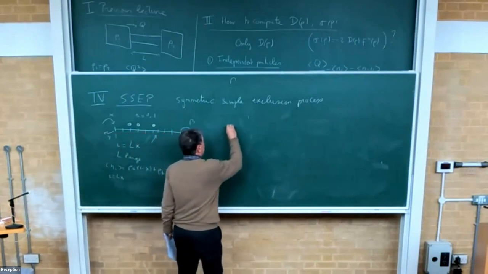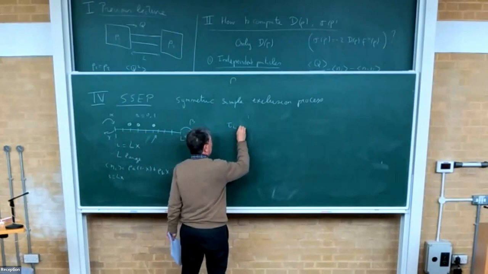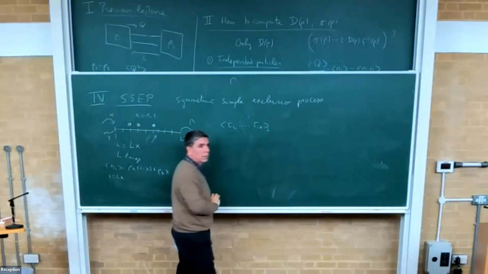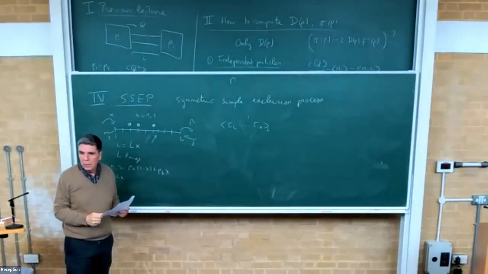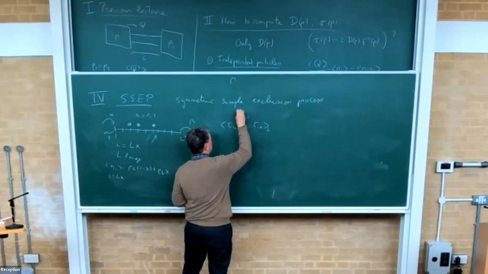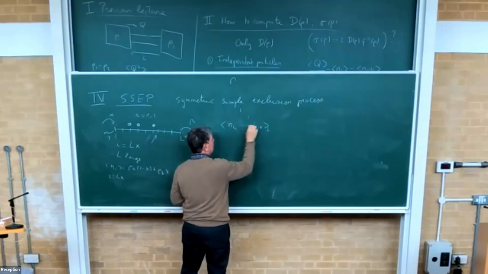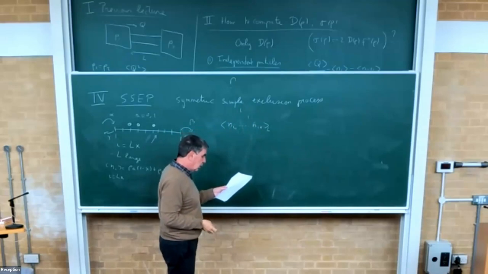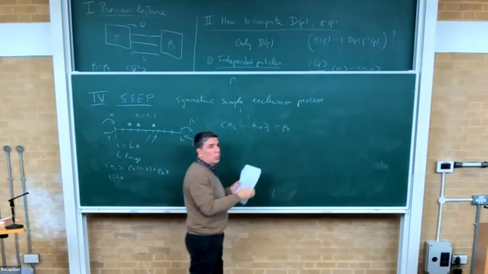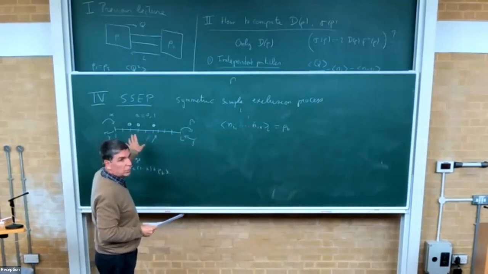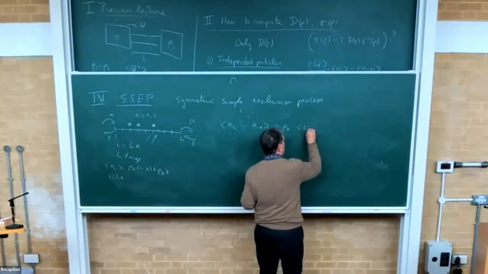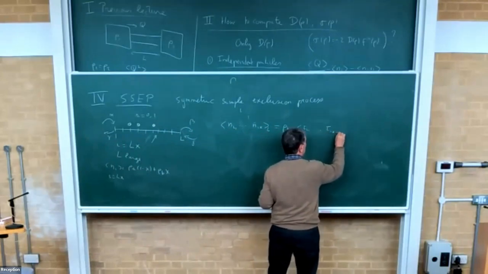This formula says, imagine I want the correlation between sites I1 and so on, and I have a system of size L. So it turns out that the formula is the following. When the system is finite, you don't need the system to be large. So it relates the correlation functions.